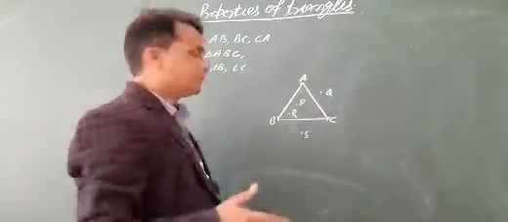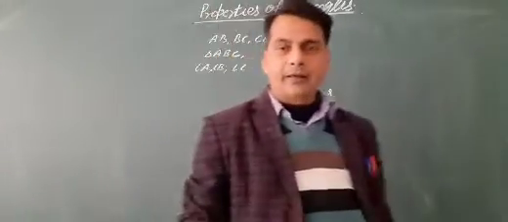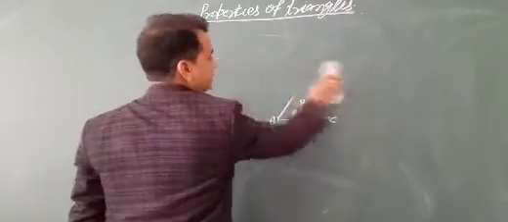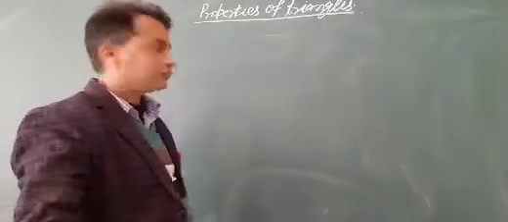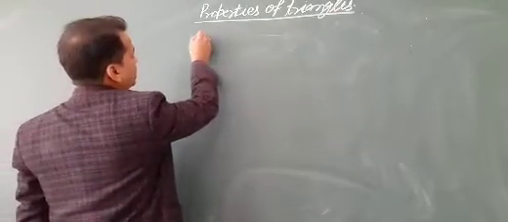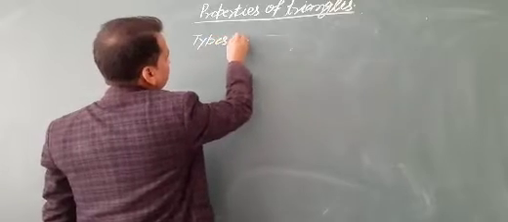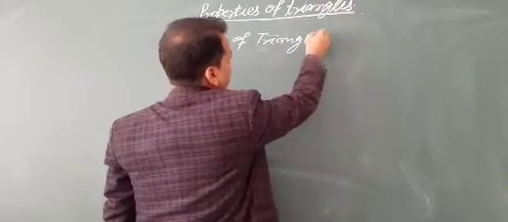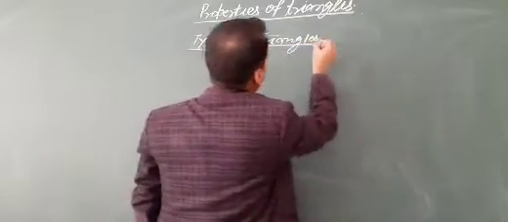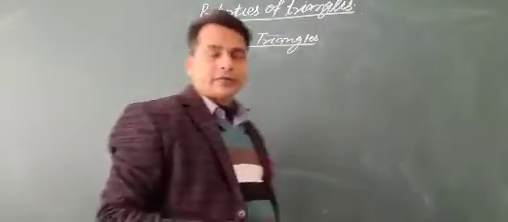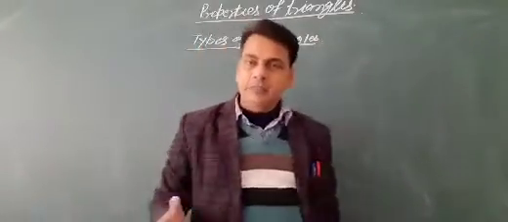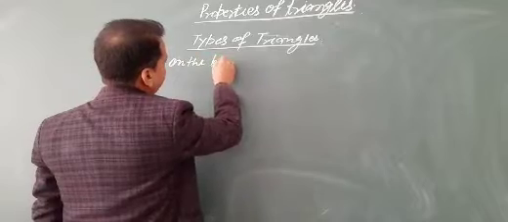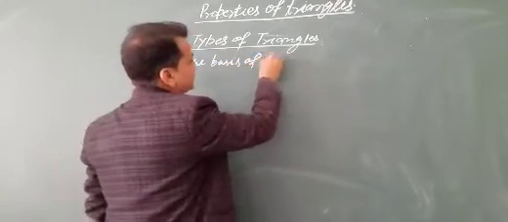Now the next term: the types of triangles on the basis of sides. This is the first classification of triangles on the basis of sides.